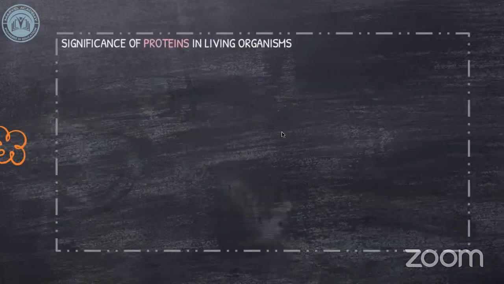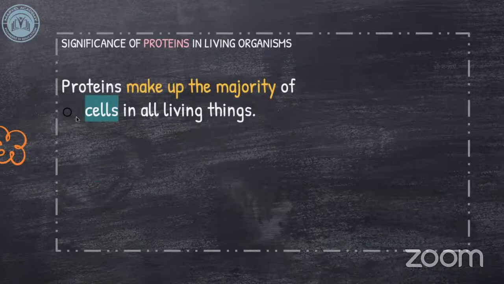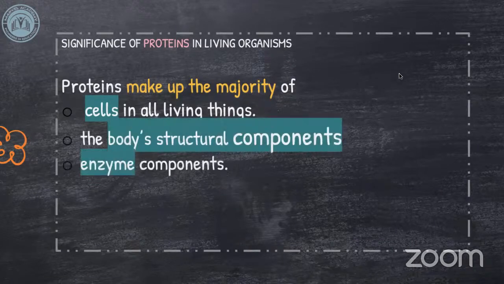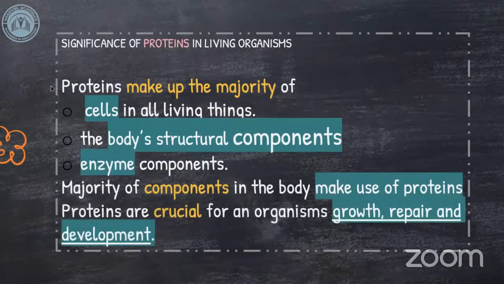And then let's go to the significance of proteins in living organisms. I told you the ribosome is an important structure because it is involved in synthesizing proteins. Why are these proteins important? Because proteins make up the majority of the cells of all living things. For example, children, there are structural proteins and functional proteins.